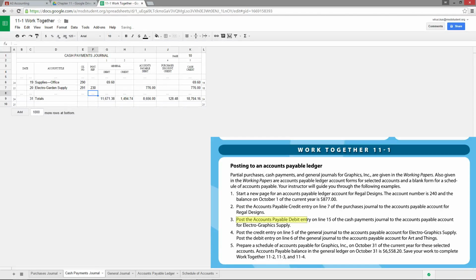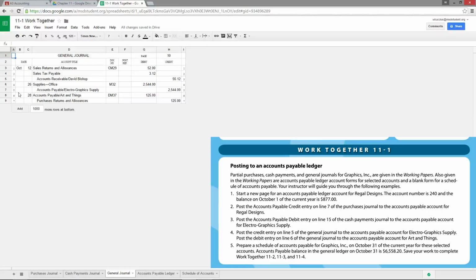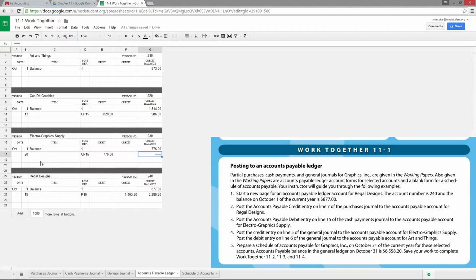Okay. Moving right along. Now, the last one that we have to do, and then there's going to be a new thing. We're going to post a credit entry on line 5 from the general journal, and then there's a debit entry on line 6 of the general journal. So we got a couple things going on here. So general journal, line 5, we have accounts payable credit to Electro Garden Supply. So they paid off their debt, and then they bought something, and then we bought something. We paid off our debt, and then we bought something else. So Electro Garden Supply, that is for the 26th of the month.